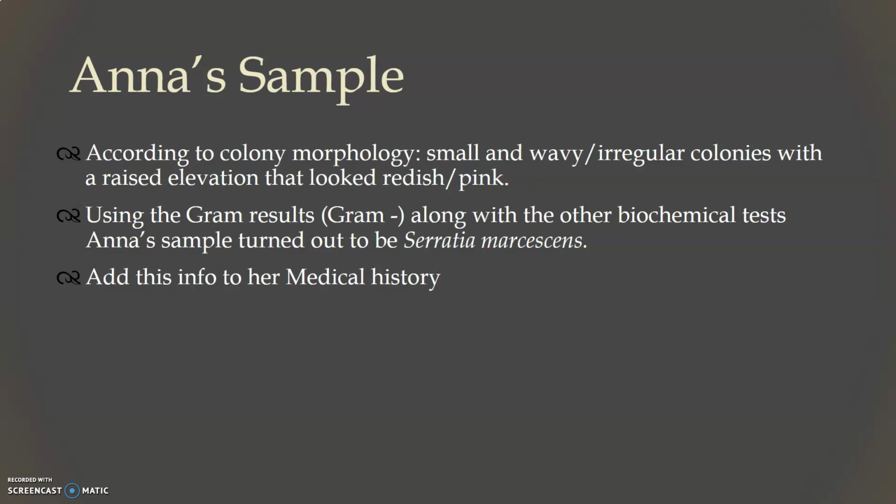So looking at Anna's sample, we know the sample was taken from her colon. Sorry, let me back up. The sample colony that was grown is small and wavy with irregular colonies, and it had a raised elevation that looked reddish pinkish. Again, these would be things that we'd see in the classroom. Unfortunately, can't have you guys grow this at home because of the risk of getting sick. Using the gram results, we know that it was gram negative. And then with the other biochemical tests, it turned out to be that Serratia marcescens.